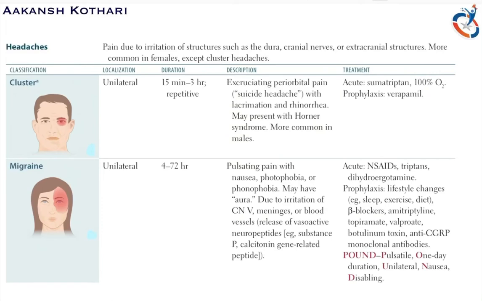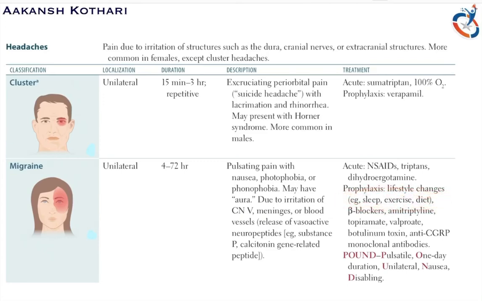Now, majorly, migraine is due to irritation of structures like trigeminal nerve, meninges, or blood vessels. Now, the blood vessels release vasoactive neuropeptides, example, substance P, calcitonin gene-related peptide. Now, these present with migraine. Am I clear? Now, talking about the treatment of migraine, which includes NSAIDs, that is the non-steroidal anti-inflammatory drugs, triptans, and dihydroergotamine.